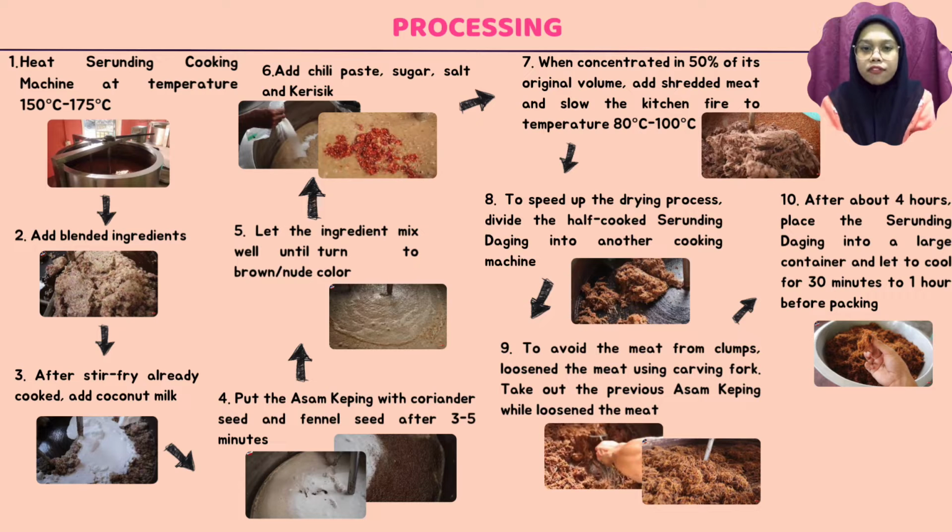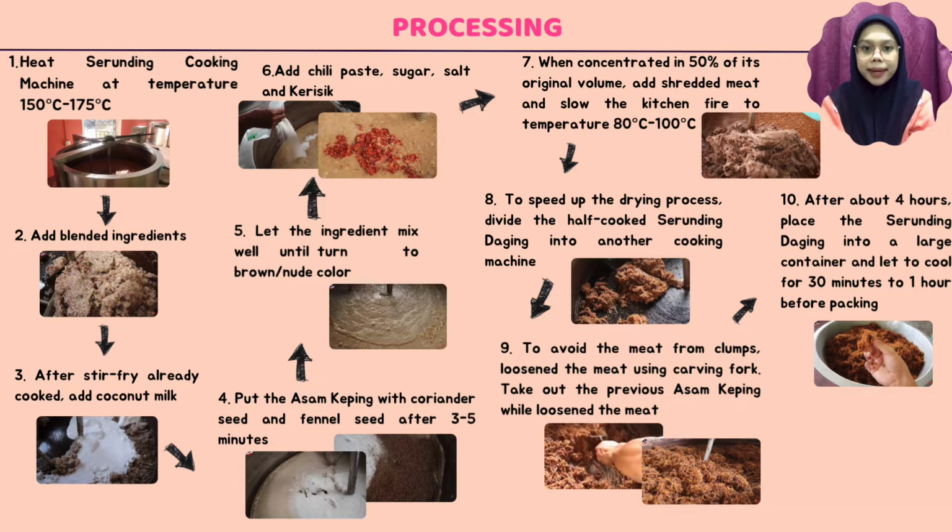When concentrated to 50% of its original volume, which orang Melayu call sudah pecah minyak, add shredded meat and lower the kitchen fire to a temperature of 80 to 100 degrees Celsius. To speed up the drying process, divide the half-cooked serunding daging into another cooking machine. To prevent the meat from clumping, loosen the meat using a carving fork. Take out the asam keping while loosening the meat.